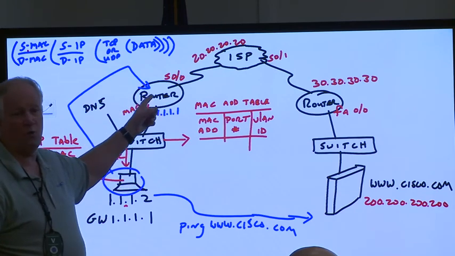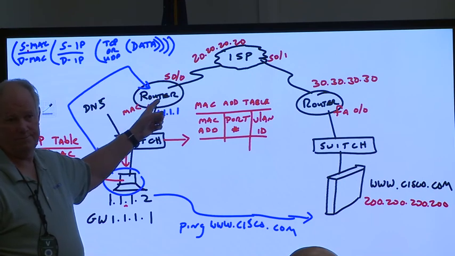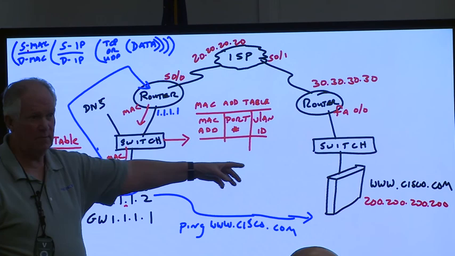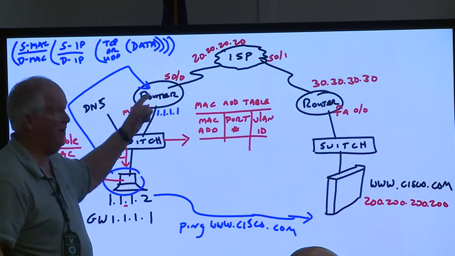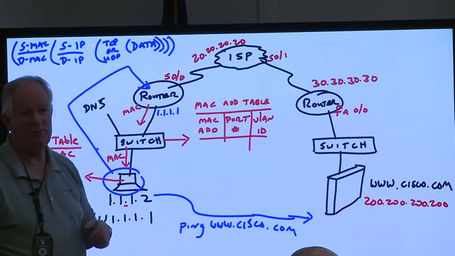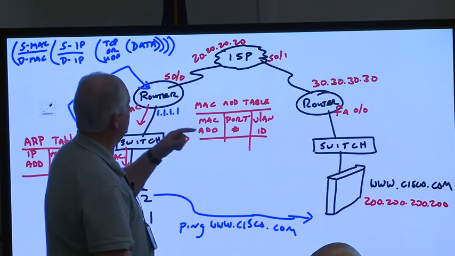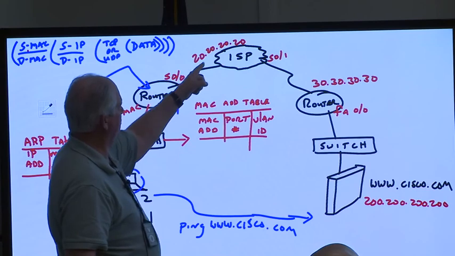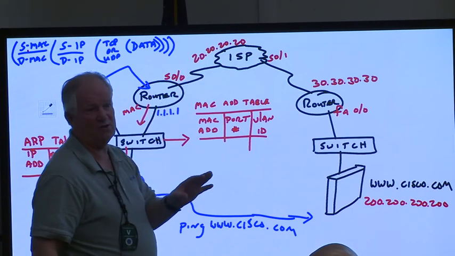I need to get to what network? 200, 200, 200. How do I get there? Should there be an entry in the routing table? Yes. If you want to get to the 200, 200, 200 network, you're going to go out of S00 through the 2020, 2020. That's all it's going to tell me.